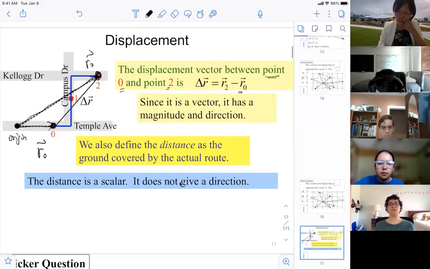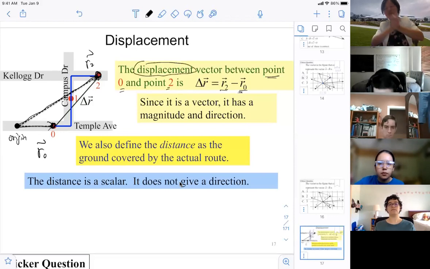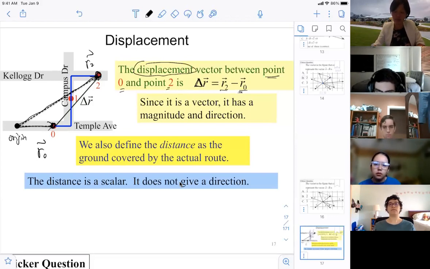So R2 minus R0 is your change of position, and that is called the displacement. You have displaced yourself, right? You're not here anymore. You changed your position. So that is delta R. Delta, this little triangle, represents the displacement, the change in position. It is also a vector, right? Because you change your position in both magnitude and direction.